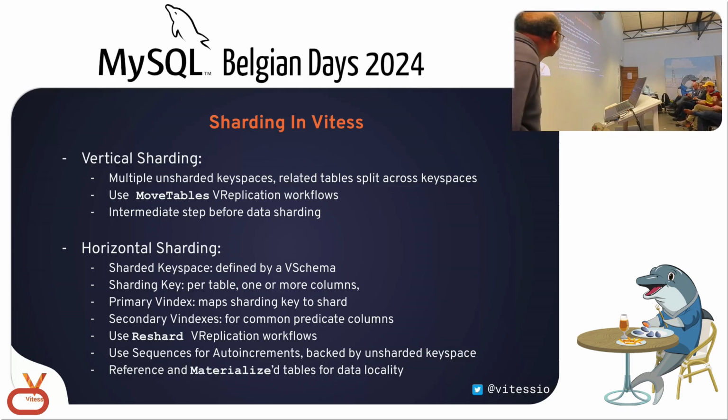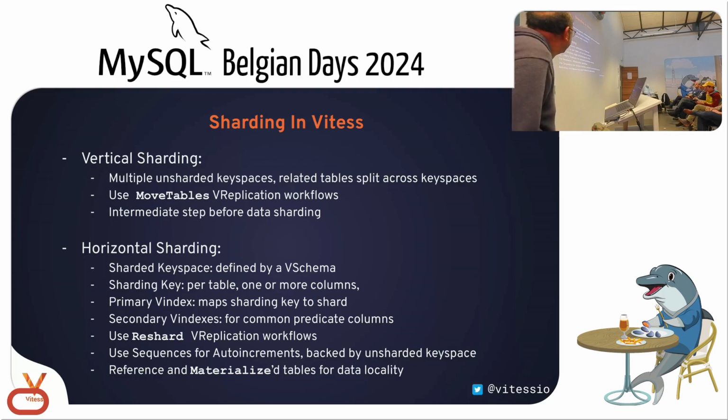So in horizontal sharding, the key space we mentioned will be a sharded key space, made up of two or more shards. It is defined by something we call a VSchema. The VSchema has a list of all the tables and the sharding key per table. Essentially, it decides which row you want to map to which shard. The sharding key can be one or more columns. In the simplest case, it would be your auto increment primary key.